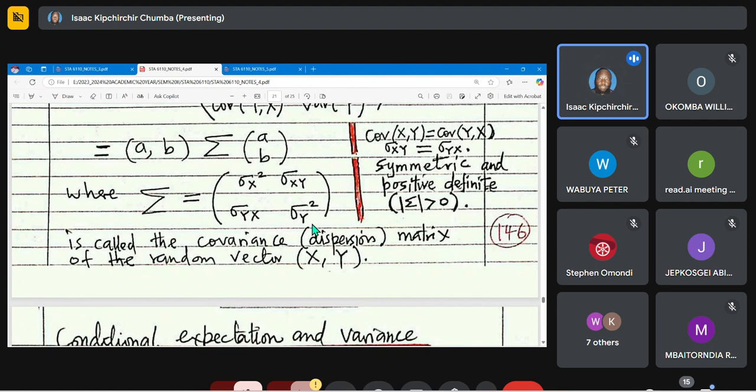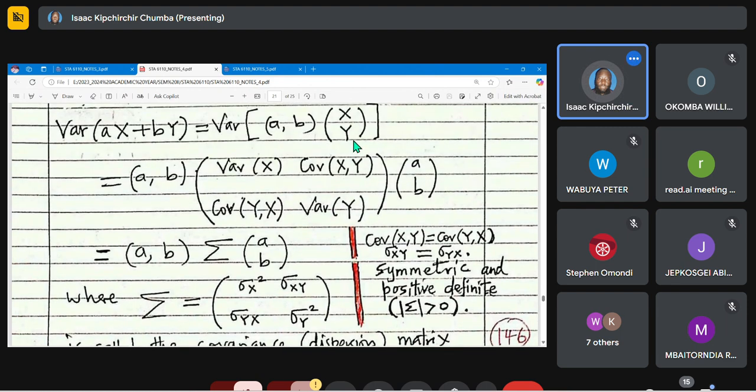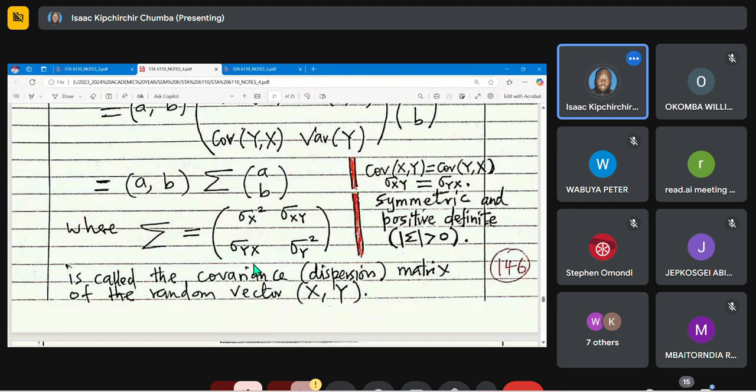This matrix we have here is of dimension 2, because the random vector in question is two-dimensional. Suppose you have n random variables. Then your dispersion matrix will be a square matrix of dimension n. If you have 3, it will be a 3 by 3 square matrix; if 4, a square matrix of dimension 4. And in general, they are all symmetric matrices, and they are positive definite.